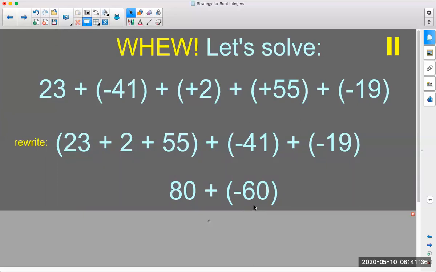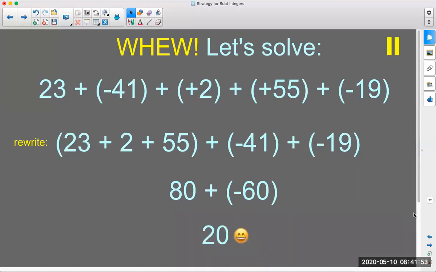Now I think, which one is farther from zero on the number line? Okay, the 80 is 80 spaces away, and the negative 60 is 60 spaces away. So the positive number is farther away, so the answer has to be positive. Yes, we did it. I'm happy too.